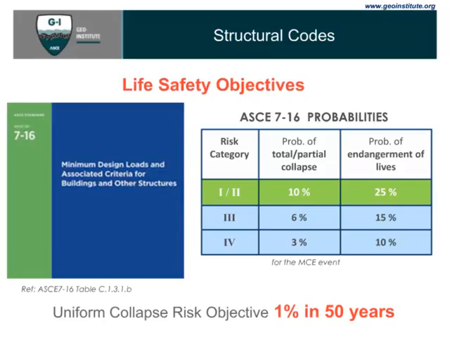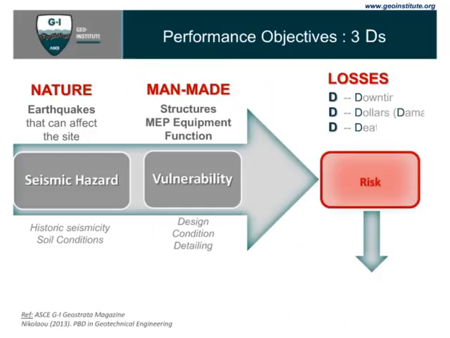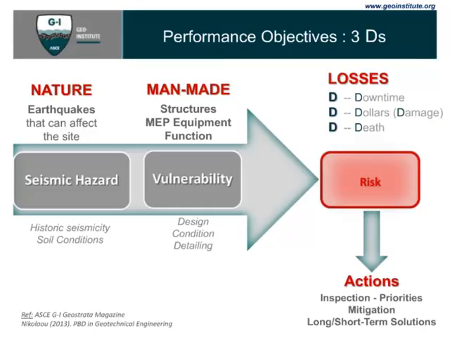Now, these have some underlying assumptions for what life safety means. You can see on the green line, for a normal risk category structure like residential, if we have the maximum considered earthquake, there will be a probability of total or partial collapse of 10% of the new structures, and a probability of endangerment of lives on the order of 25%, which makes us wonder, can we do better? Can we move towards not just life safety but also life quality? So how do we do that?